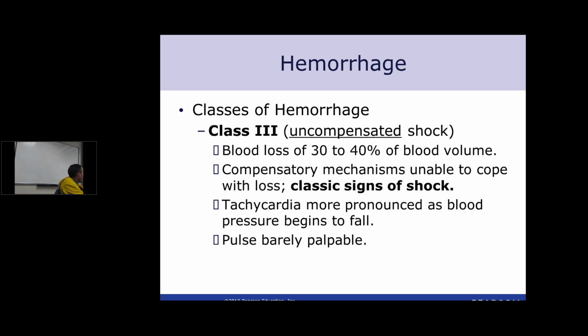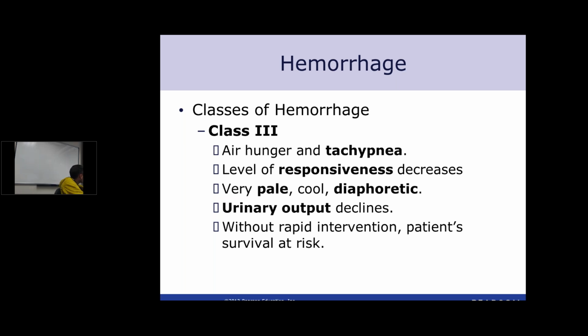In Class 3, it says pulse barely palpable. In most cases, if you have Class 3, you're really not feeling much of a peripheral pulse. A lot of tachypnea. Class 3, obviously their blood pressure is dropping, so their mentation is not good. Pale, cool, diaphoretic, ashen, look like death. No urinary output.